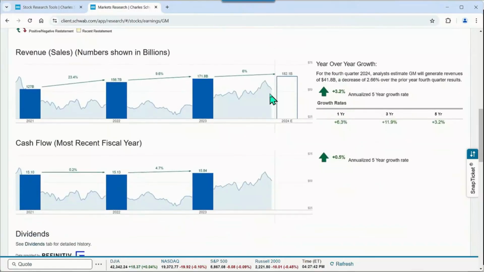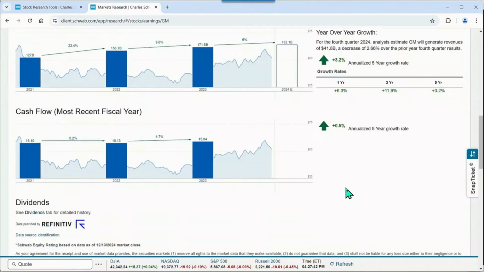You can see the same thing with revenue. Ideally, revenue's growing. Ideally, earnings is growing. Ideally, cash flow is growing. So those are kind of three key pillars for a lot of growth investors that they like to see there.